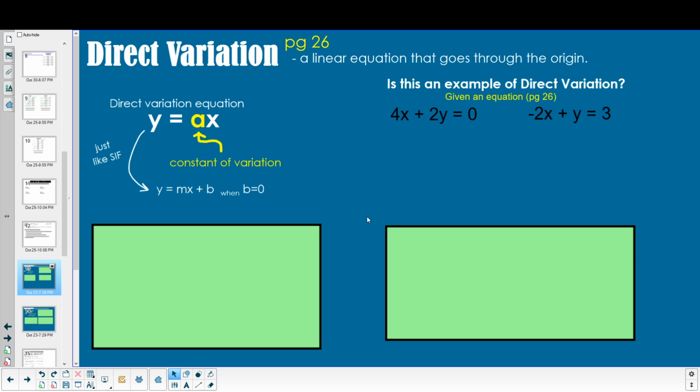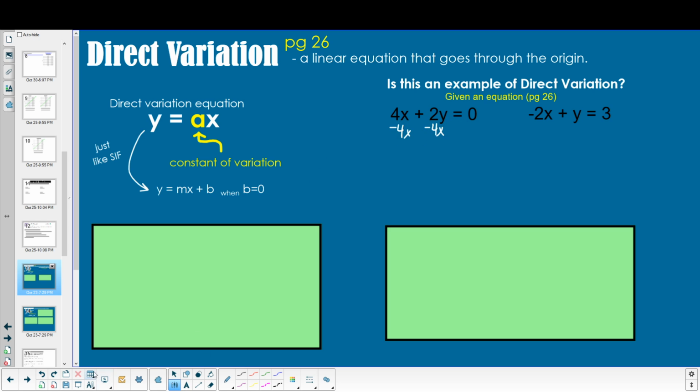So on that page 26, you're going to see two different equations. And our task here is to say, is this an example of direct variation, okay? And what we're going to do is try to get it into this form, right? Put it into slope-intercept form where y is by itself and see if there's any y-intercept other than 0. All right, so we need y by itself. So I'm going to go ahead and subtract 4x.